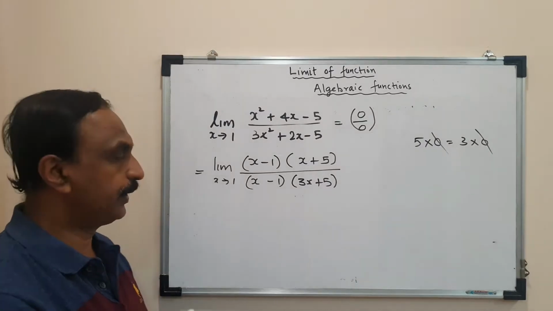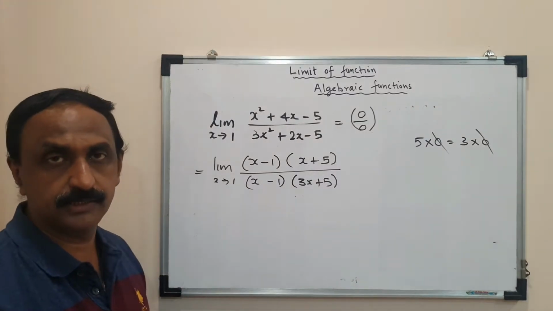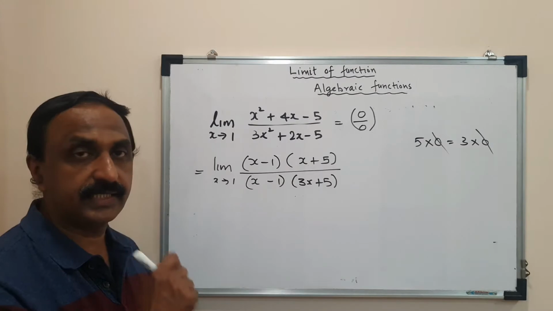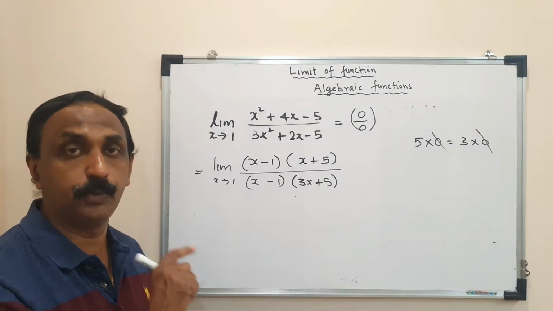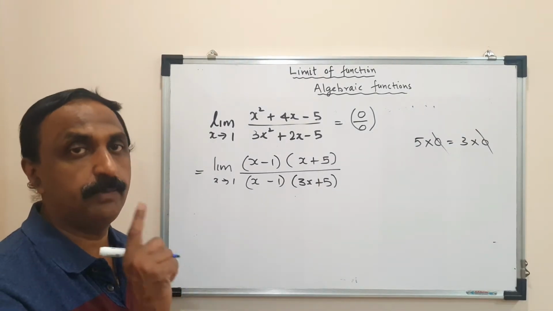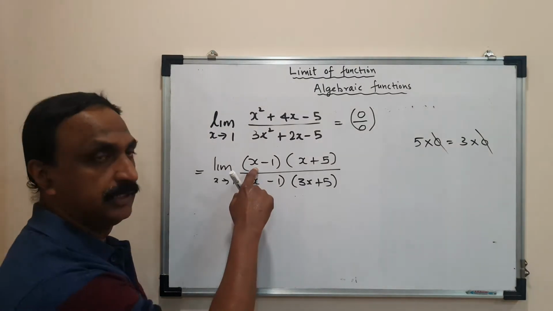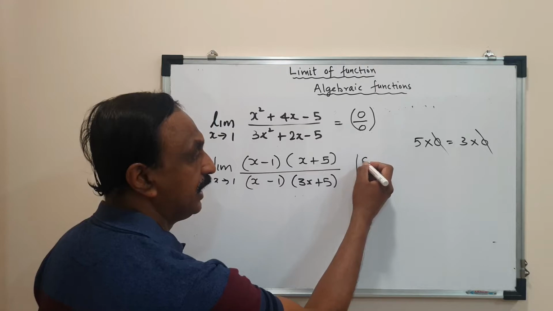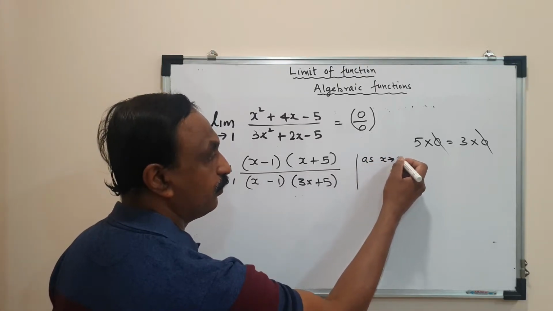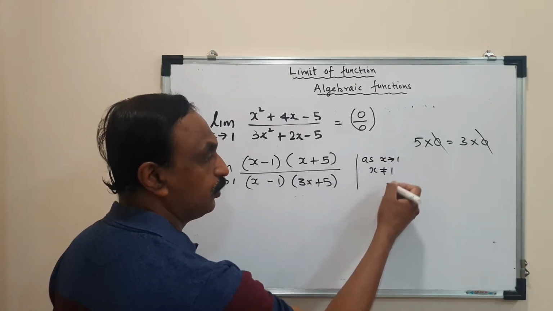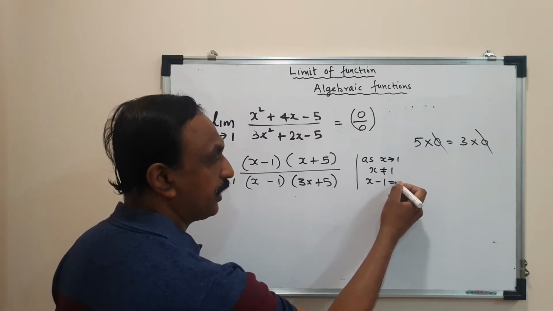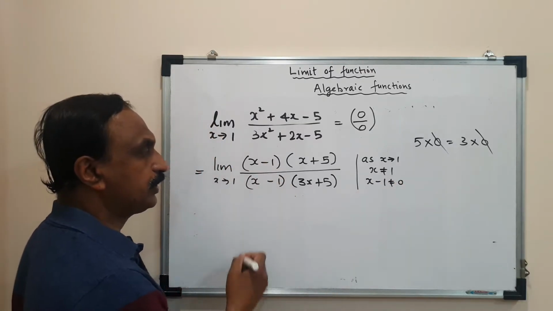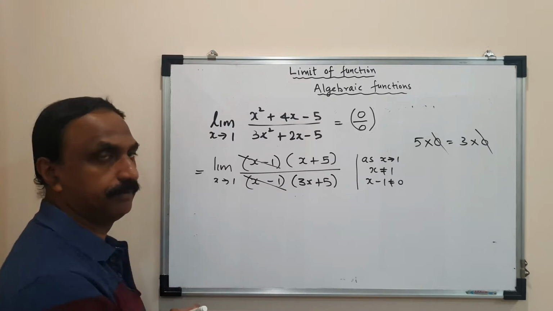So we ask the question, what is the value of x? The value of x is not exactly 1. The value of x is approaching 1. It is almost 1, but it's not exactly 1. Hence, x minus 1 will not be exactly 0. So I can say, because x is approaching 1, x is not equal to 1, so x minus 1 will not be 0. Because it is not 0, I can cancel them.